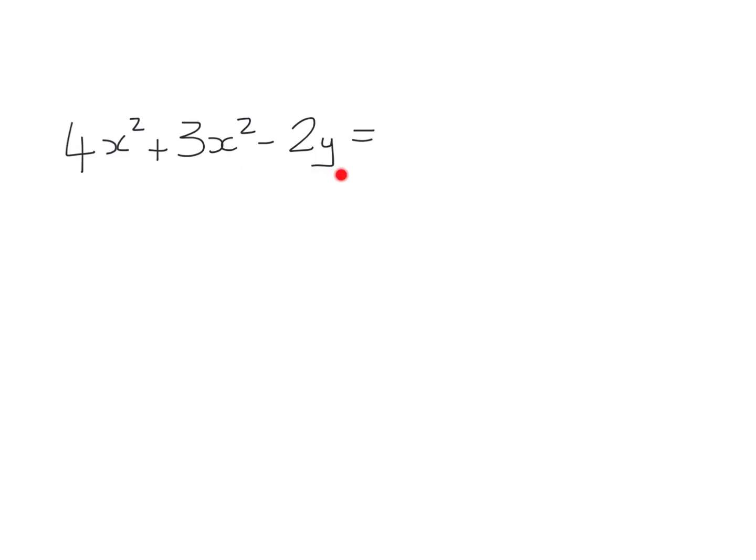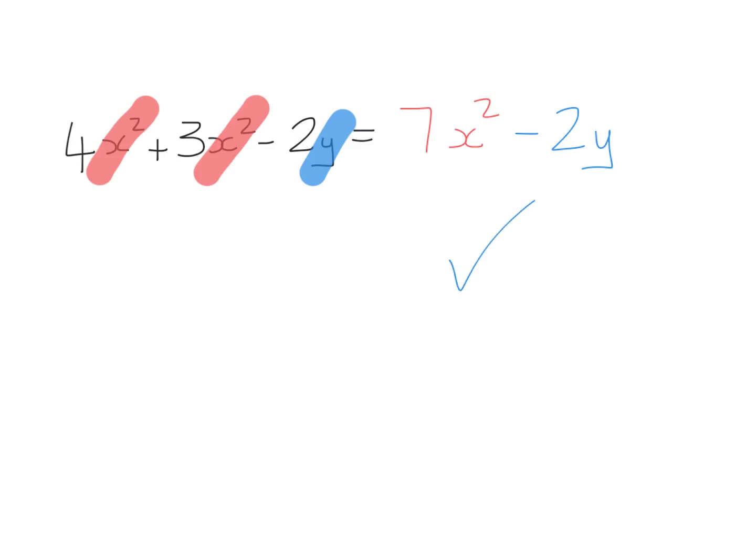Alright, how about this one over here? Can you identify the like terms? I'm sure you can by now. So put the video on pause, give it a go, and come back when you're ready. Alright, well, x squared and x squared, those are like terms, and then I have a y all by itself. So I'm going to solve this. What is 4 add 3? 4 add 3 is 7, and I've got my pronumeral, which is x squared, subtracted from 2y. That's my answer.